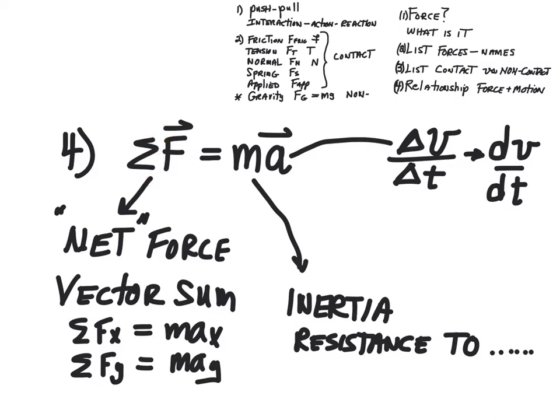The sum of forces means the net force. It's a vector sum. And when we solve problems, because they're vectors, we always separate the x and y components. Mass in this equation means inertia, which is resistance to what? Fill in the blank. Resistance to change in velocity, resistance to acceleration, resistance to speeding up, slowing down, or changing direction. And acceleration is the change in velocity over time, or in terms of instantaneous acceleration, it's the derivative of velocity with respect to time.